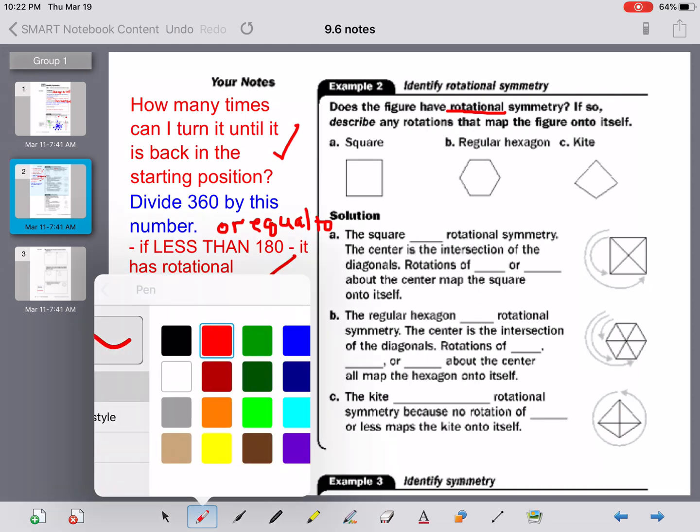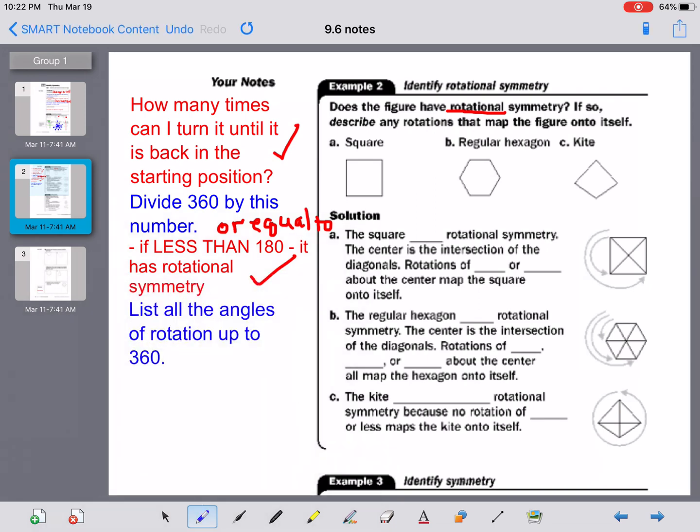And if it does have rotational symmetry, then what we want to do, and I'm not sure why I have this so out of order, we're going to divide 360 by the number of times I can turn it to find all my angles of rotation. And I'm going to be picky here. I want this on every homework, on every quiz, on every test. I want you to list all the angles of rotation all the way up to 360 degrees.